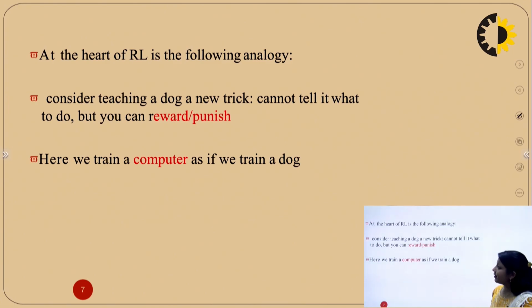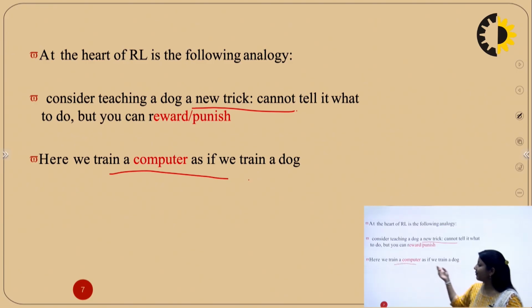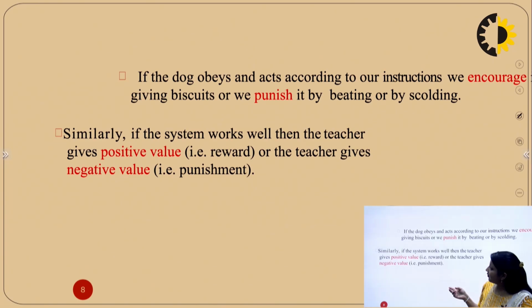Consider how we teach a dog. We cannot tell it what to do, but we can reward or punish. Just like we train our dog, if it listens to us and does the correct action, then we reward the dog, otherwise we punish the dog. Here the concept is the same. We train our computer like we train our dog. If the dog obeys and acts accordingly, we add a reward, and when it does not perform the action, we punish the dog.